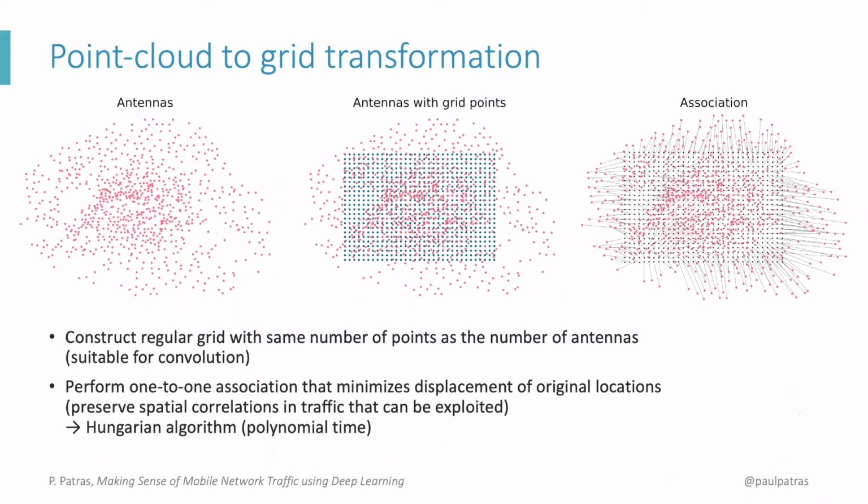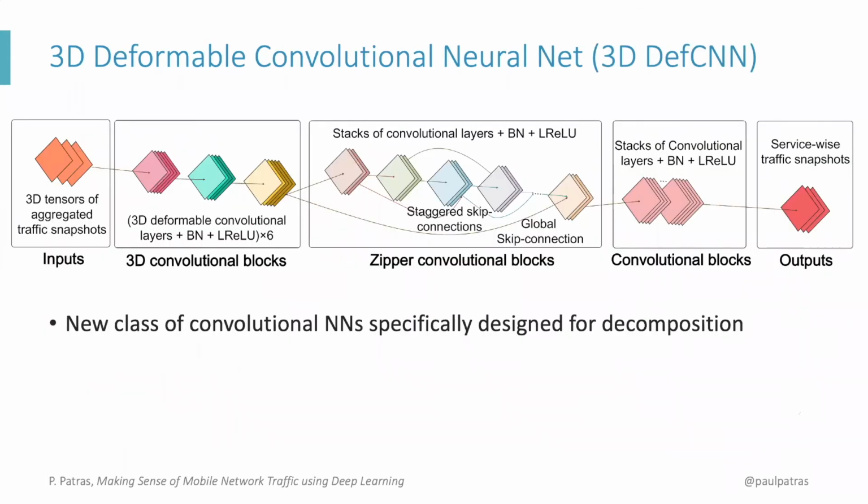Okay, and there's a routine for this. I guess there are multiple ways to do this, but again, it's kind of nice. And then the next step is how to do the actual decomposition. So here we came up with a brand new class of CNNs that are specifically aimed at decomposition, which we called three-dimensional deformable convolutional neural nets. And I'll show how they work, but first just to give you a high level view.